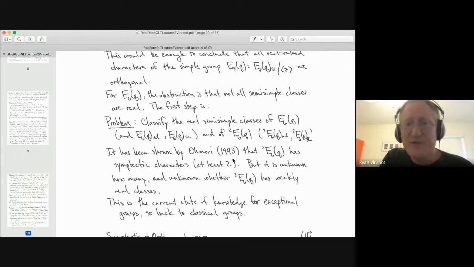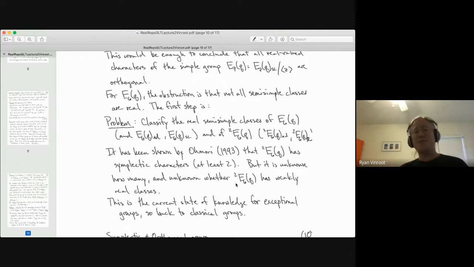For the exceptional groups, I'm going to stop here by letting you know that Omori computed that the twisted E6 does have symplectic characters. It's unknown how many. Weakly real classes of twisted E6 have not been written down. Maybe there's a weakly real semisimple class. I'm not sure. I wouldn't be surprised. But this is what's known about the exceptional groups, and there are a couple of problems here that maybe some of you can solve. So exceptional groups we will leave for now.